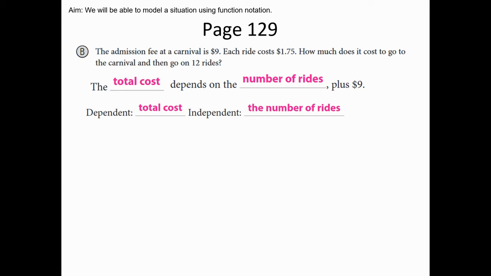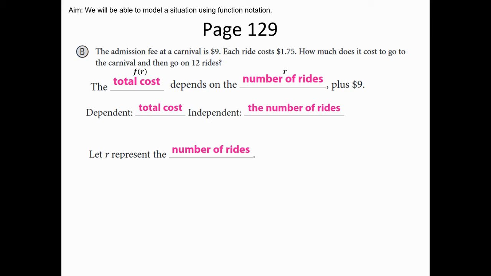You could probably already tell that the dependent is the total cost, and the independent is the number of rides. Now, when I create my function, when I create my f of x, I could say f of x is the total cost, which is the dependent, and x is the number of rides. But the letter x has nothing to do with number of rides. Why don't I, instead of x, let r be the number of rides? So let's have that be f of r instead.